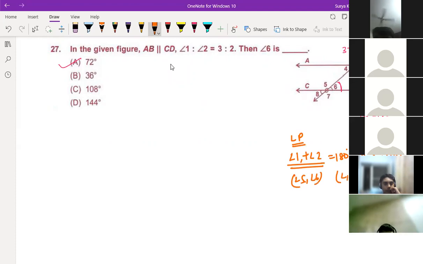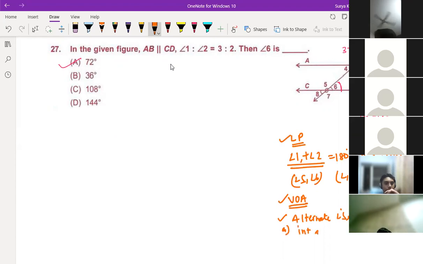Yes. Now I'm talking about vertically opposite angles. You know vertically opposite angles? Yes, sir. So these two types are finished. Then the third one is alternate angles. You know alternate angles? Two types of alternate angles are there. First is alternate interior angles, and second one is alternate exterior angles. So these are equal angles.